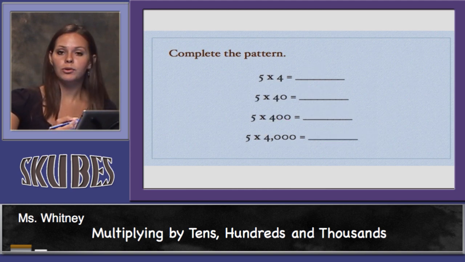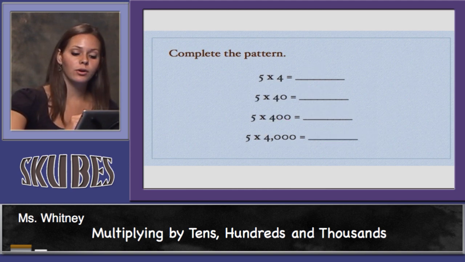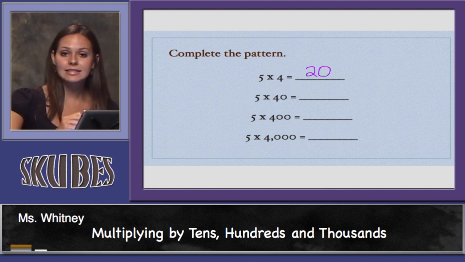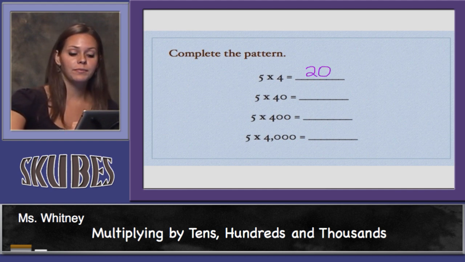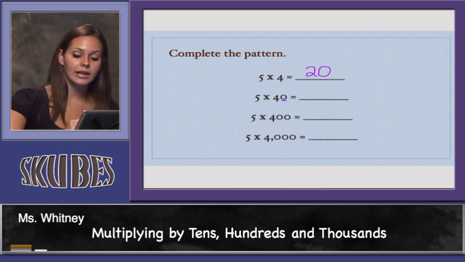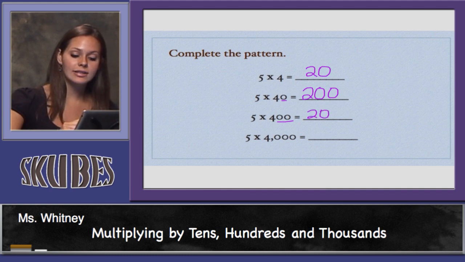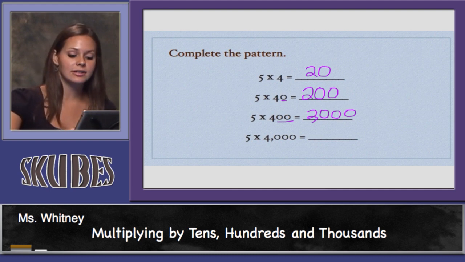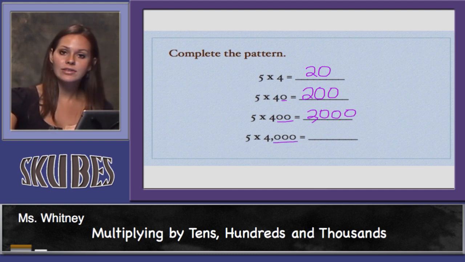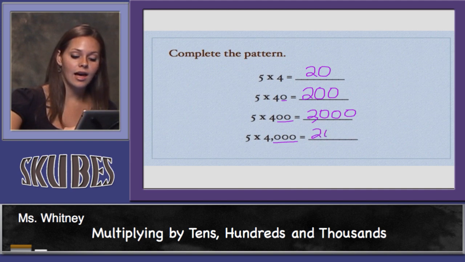Here's another example where we'll complete the pattern. 5 times 4 equals 20. I can see that my product has a 0. 5 times 40, I'll write my product and add 1 0. 5 times 400, I'll write my product and add 2 zeros, so 5 times 400 equals 2,000. And 5 times 4,000, I'll write my product and add 3 zeros.